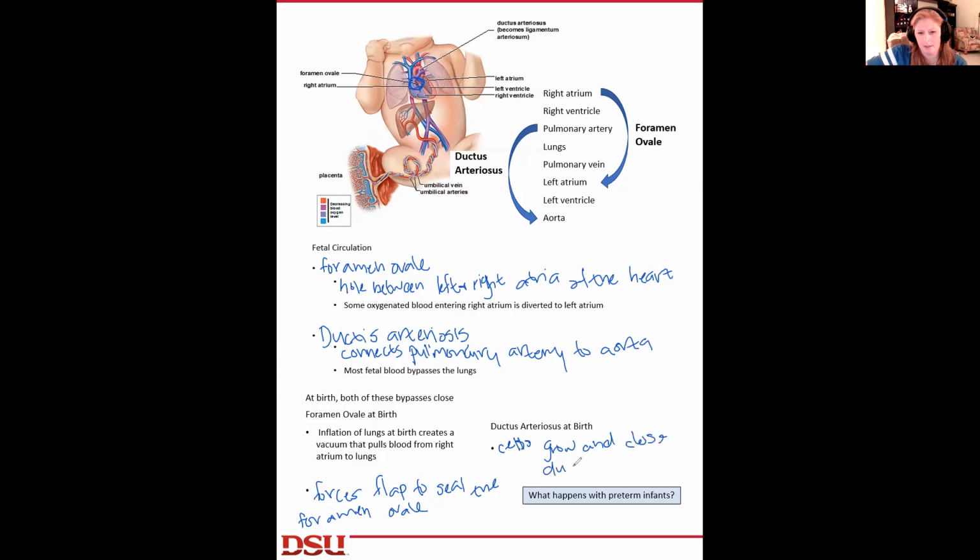All right, so what happens with an infant that is preterm? Preterm infants are on respirators after birth, and that helps to draw the blood to the lungs. And eventually, even in preterm infants, those bypasses, the foramen ovale and the ductus arteriosus, will close on their own. However, if they don't, surgery is required.